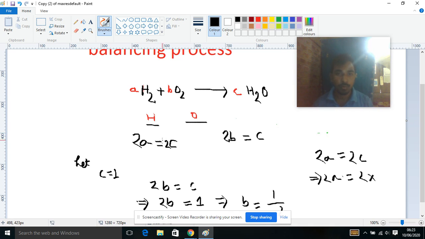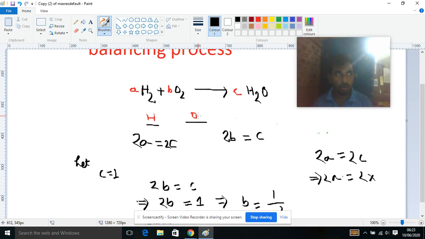So we have to put an equal sign and put the value of the right side. So twice A equals twice C. Here, the hydrogen atoms are twice A on the left side and twice C on the right side. According to the law of conservation, the number of atoms on the left side is equal to the number of atoms on the right side. So twice A equals twice C.